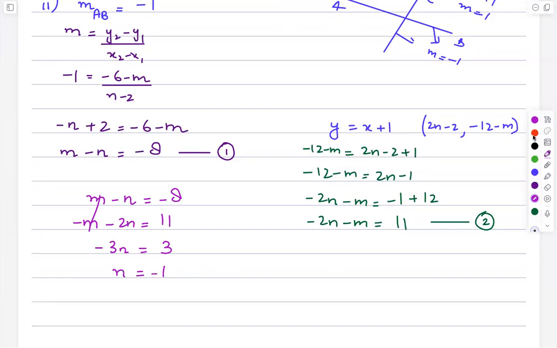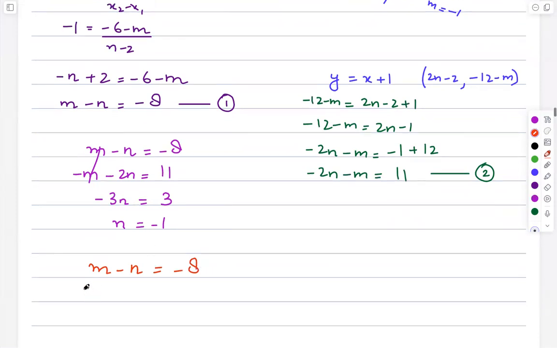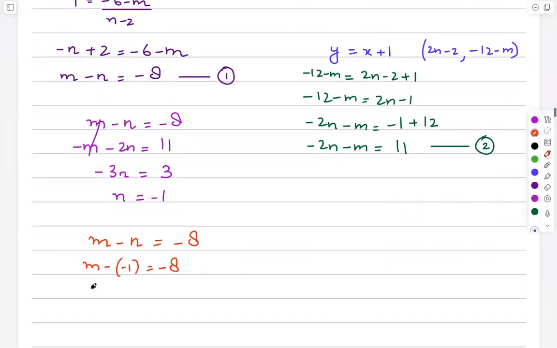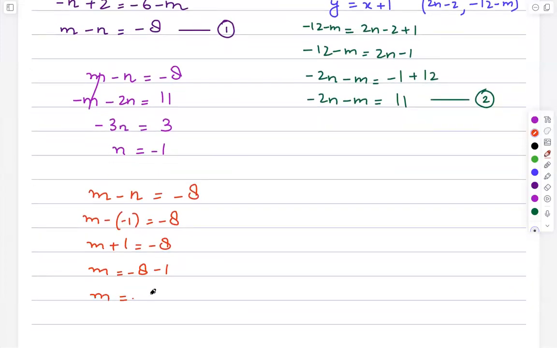Once we have the value of n, we can find the value of m. So we can use either of the equations that we have. So m minus n is equal to -8. Substituting n as -1, this will become m plus 1 is equal to -8. So m will be equal to -8 minus 1. So m will be equal to -9. So the two values are: for m it will be -9 and for n it will be -1.